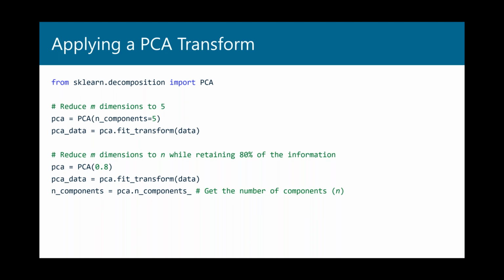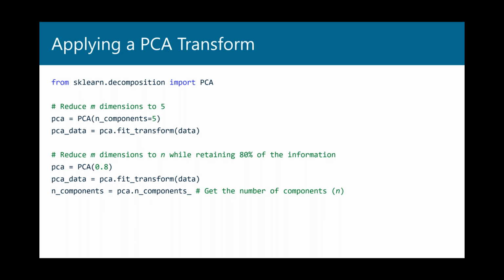You create a PCA object. With that in components parameter, you specify how many components or dimensions you want the data set reduced to. Then you call fit transform on the PCA object and pass in the data set that you want to have transformed. Now, how much information will be lost and how much is retained?